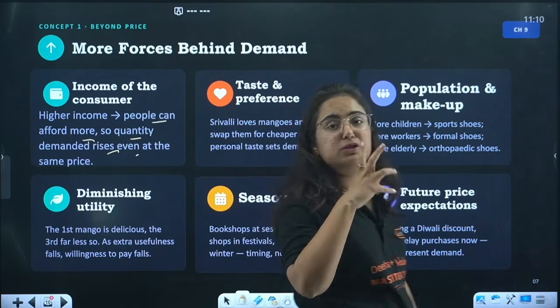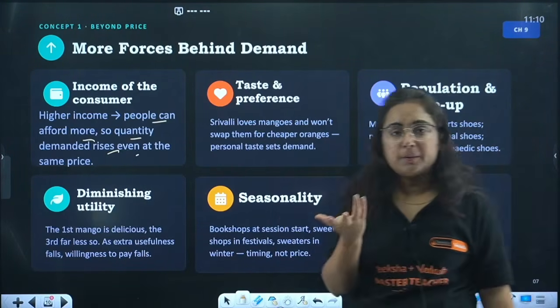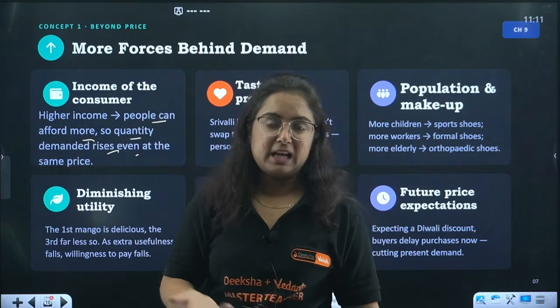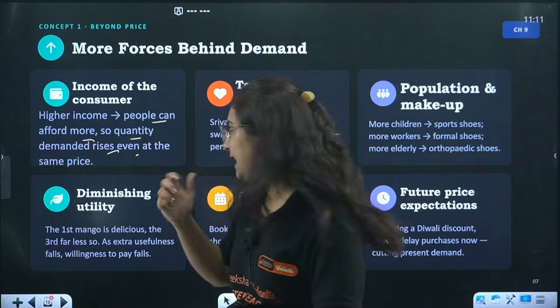So it depends upon the population makeup. There might be a region where the population of children is more. There might be places where the population of old people is more, and the product quantity depends on that.